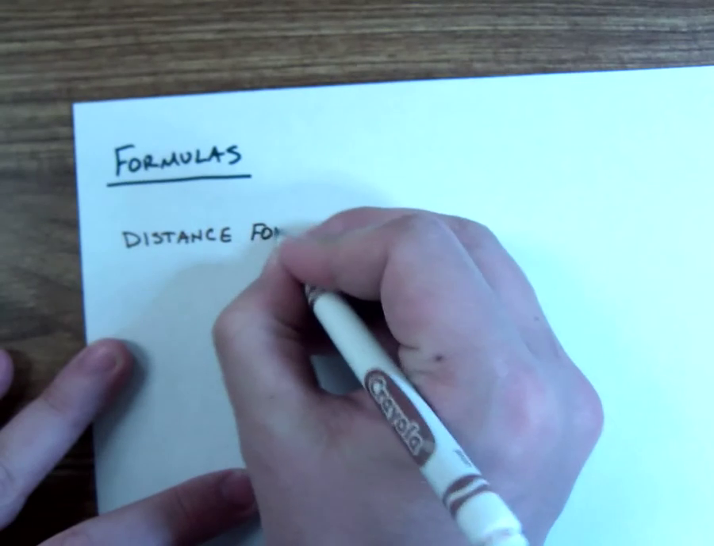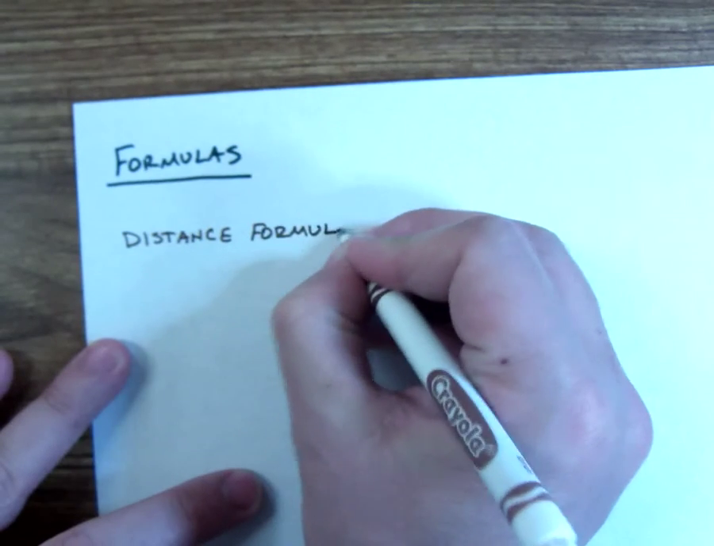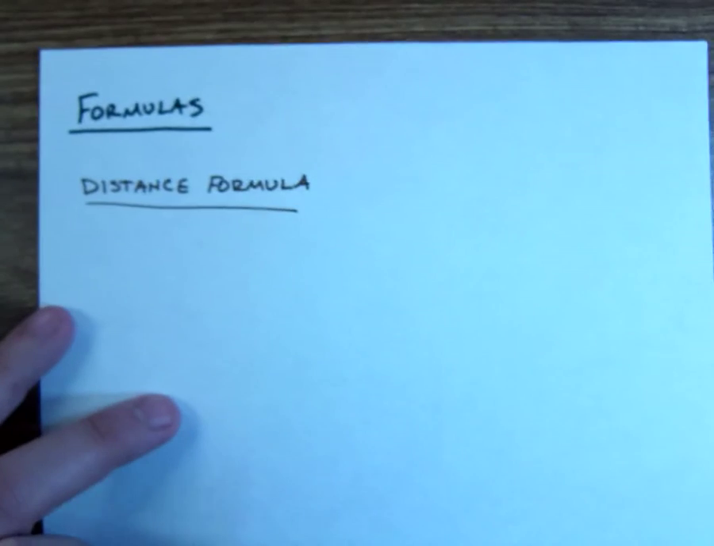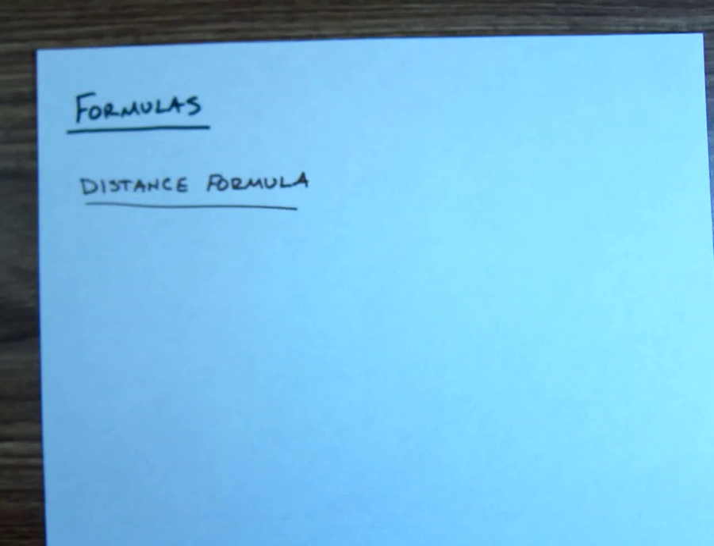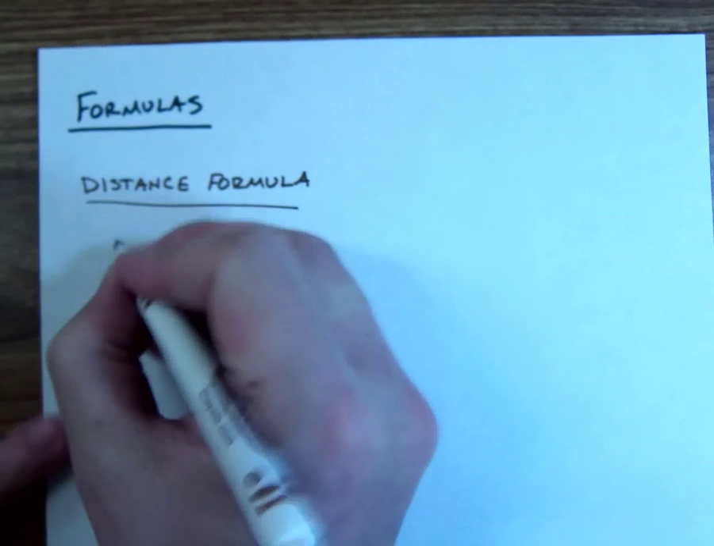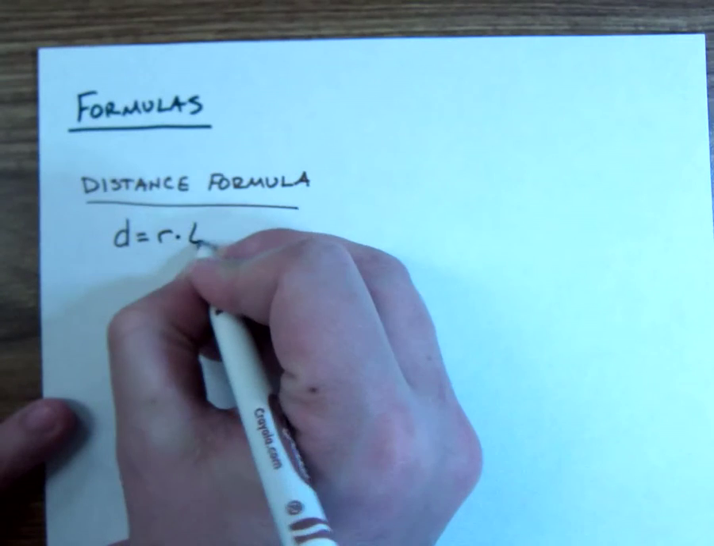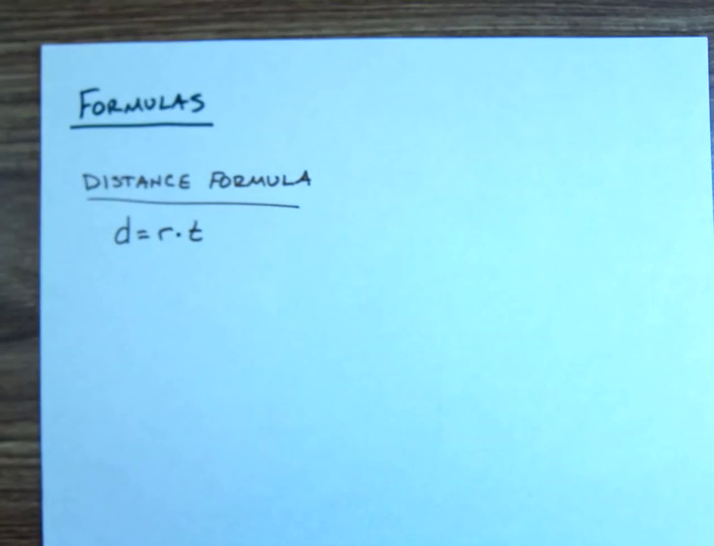Anybody know the distance formula? Like from maybe science class? It's not an incredibly intense formula. Distance equals rate multiplied by time. How fast something goes multiplied by how long it's going that fast equals distance. Right? That's the distance formula. How fast you're going times the length of time you're going that fast.